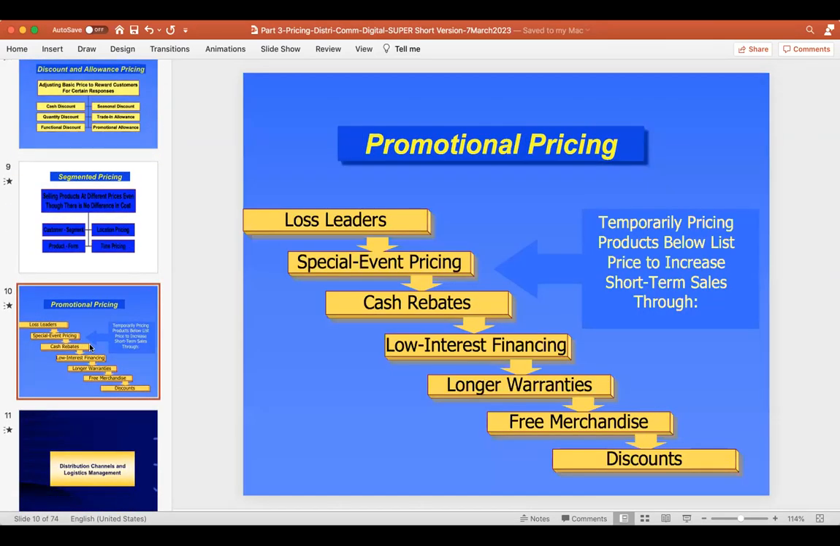Other pricing such as loss leaders. What's a loss leader? A loss leader is a product being sold for less than what it costs. But it's not every product that you want to be a loss leader. You will specifically pick some loss leaders that would get people's attention. Maybe get people to come to your website, maybe come to your app, maybe come to your store.